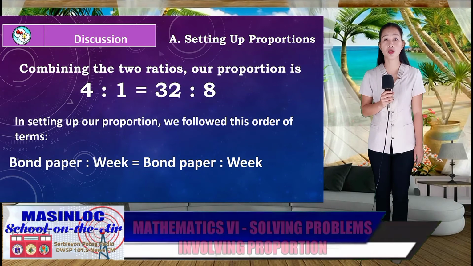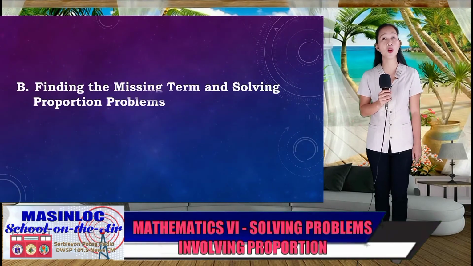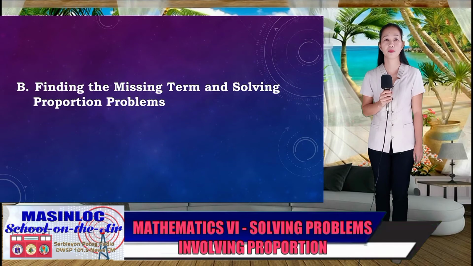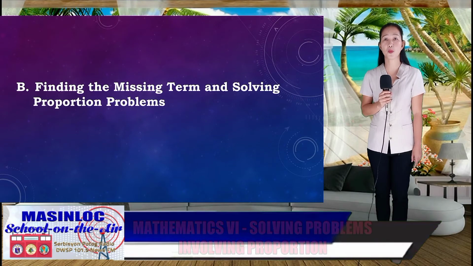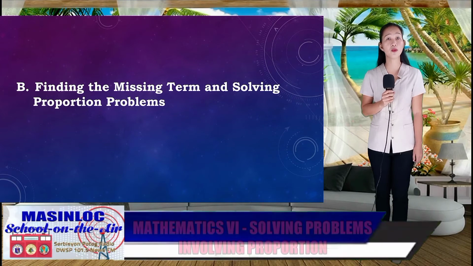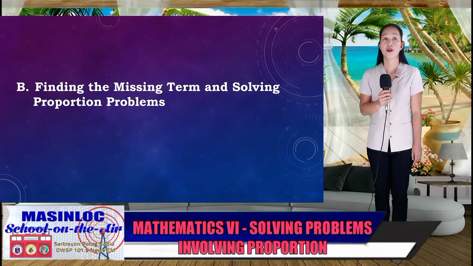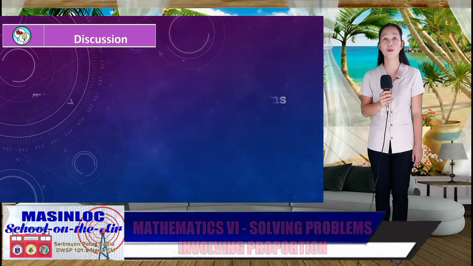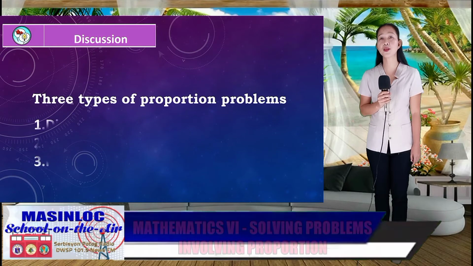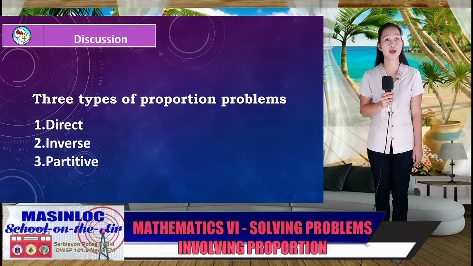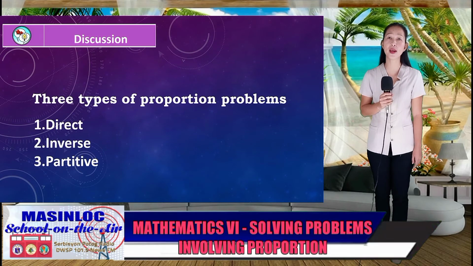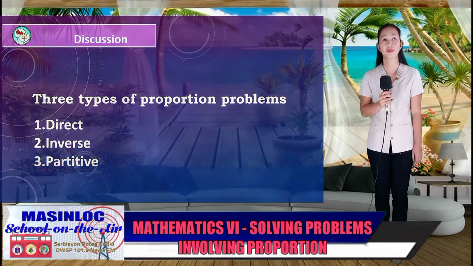Our next discussion is about finding the missing term and solving proportion problems. In solving problems involving proportion, we write the proportion and use a variable to represent the missing term. From there, we can solve for the value of the missing term. There are three types of proportion problems: direct, inverse, and partitive. Each of these types of proportion has its own way of finding the answer.